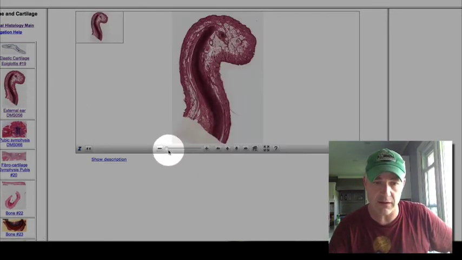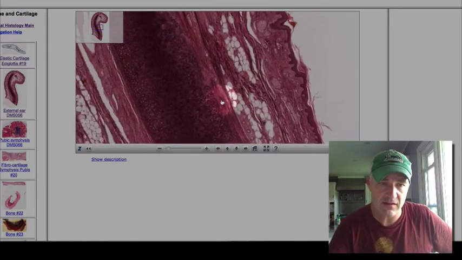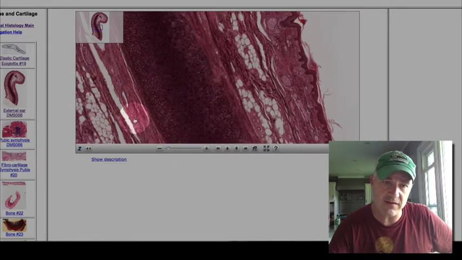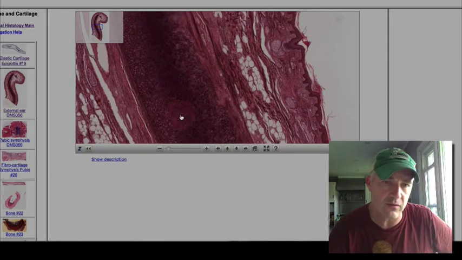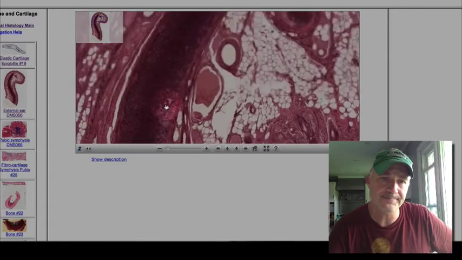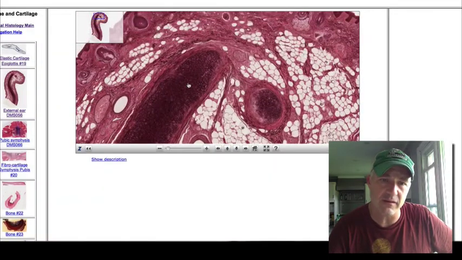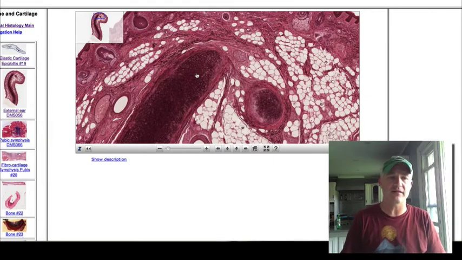So if we go back to this one, you can see this here. Again, see the capsule on both sides of this and that elastic cartilage through the center. Like I said, just a little bit darker than I would like to show it. You don't see it quite as well. You can see it a little bit more right there, but it's staying a little bit dark on this one.